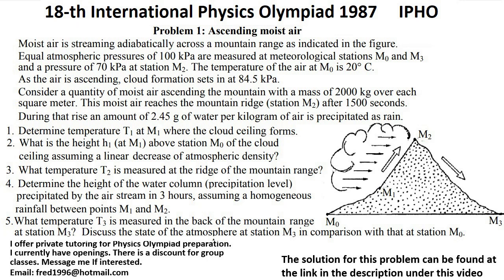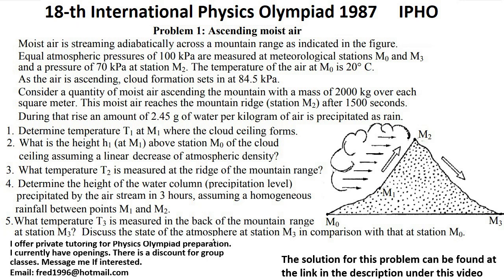Problem 1. Ascending moist air. Moist air is streaming adiabatically across a mountain range as indicated in the figure. Equal atmospheric pressures of 100 kilopascals are measured at meteorological stations M0 and M3 and a pressure of 70 kilopascals at station M2. The temperature of the air at M0 is 20 degrees Celsius.